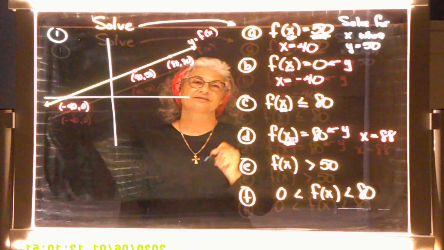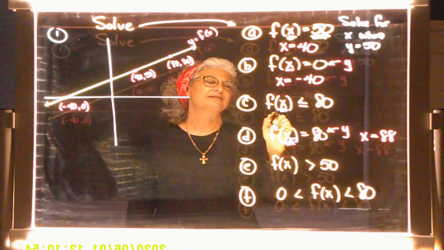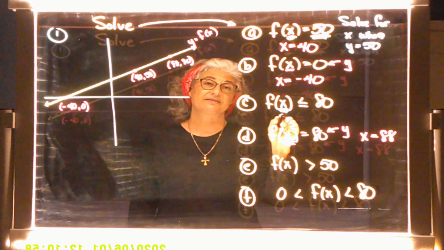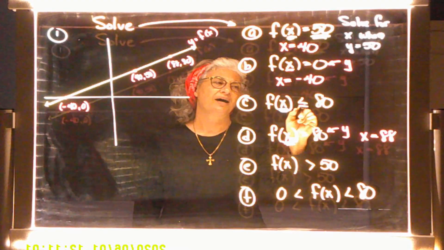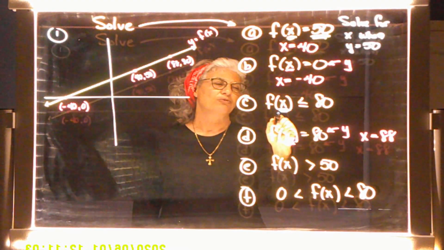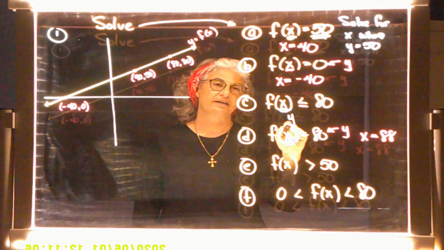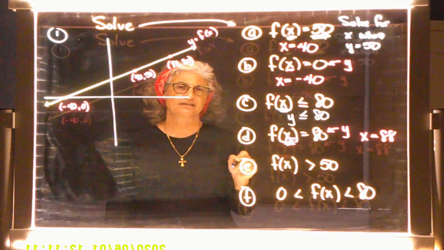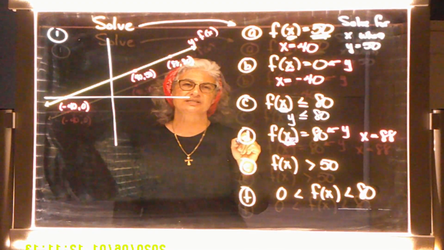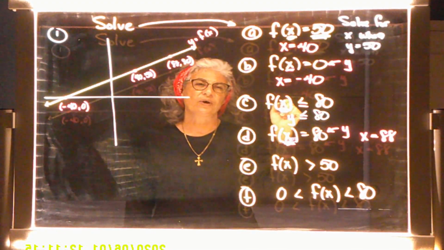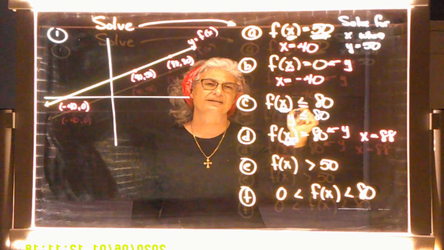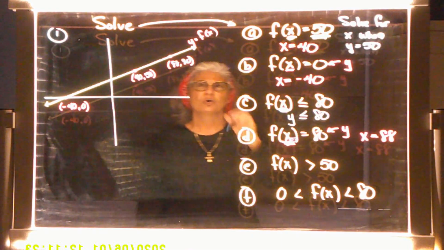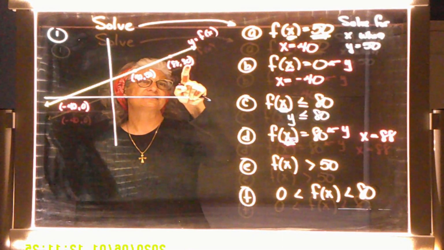I'm still looking for x, aren't I? And they're asking me to find the x's so that my y is, remember f of x is another way of writing y. Y has to be less than or equal to 80. But since the x isn't written, it's the x's I'm trying to find. What x values are keeping my y's less than or equal to 80? That's the question. Well, here's my 80 for the y's.